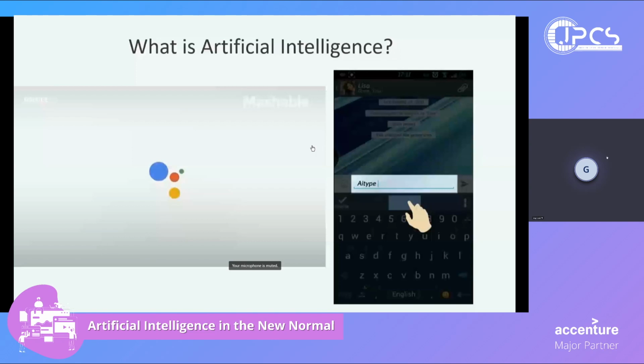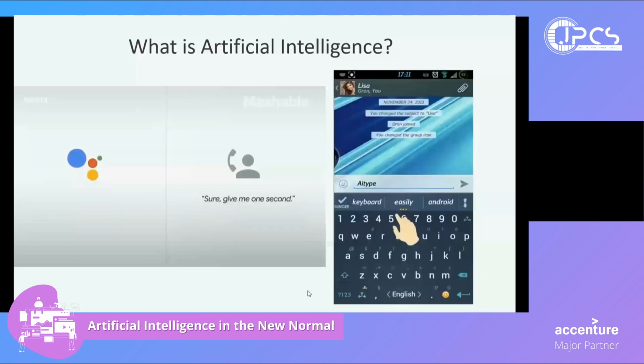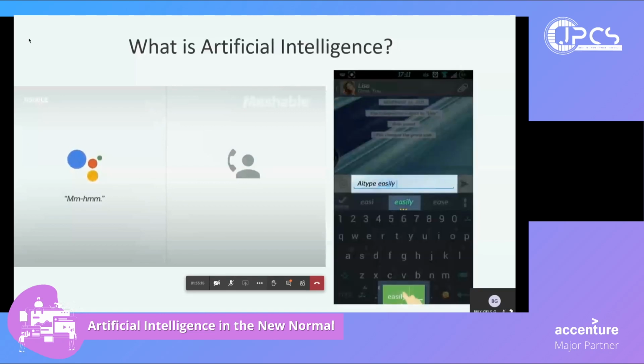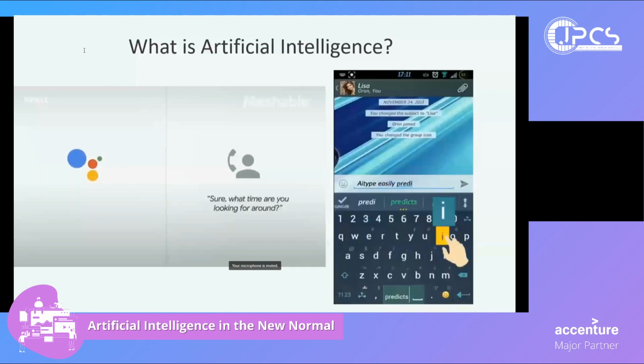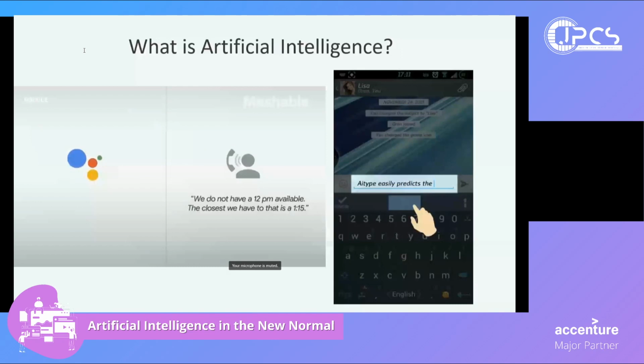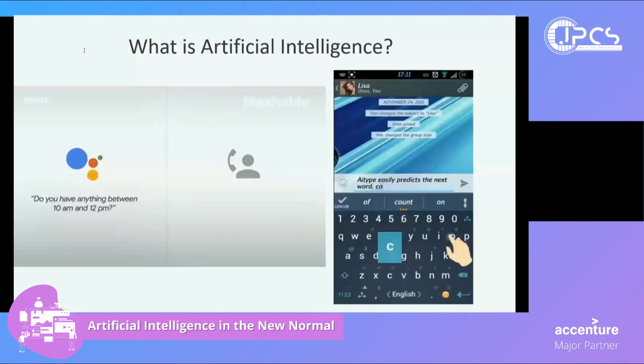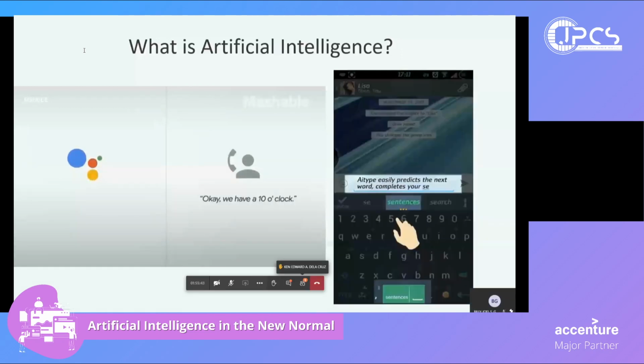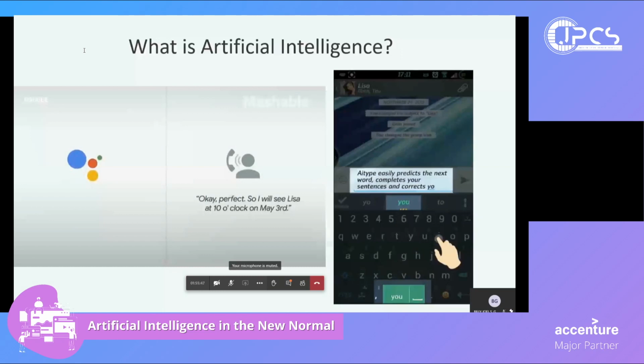Hi, I'm calling to book a woman's haircut for a client. I'm looking for something on May 3rd. Sure, give me 1 second. Sure, what time are you looking for? At 12 p.m. We do not have a 12 p.m. available. The closest we have to that is a 1:15. Do you have anything between 10 a.m. and 12 p.m.? Depending on what service she would like, what service is she looking for? Just a woman's haircut for now. Okay, we have 10 o'clock. 10 a.m. is fine. Okay, what's her first name? The first name is Lisa. Okay, perfect. So I will see Lisa at 10 o'clock on May 3rd. Okay, great. Thanks. Great. Have a great day. Bye.